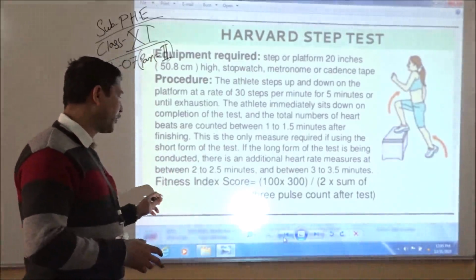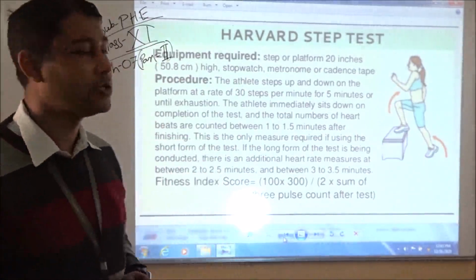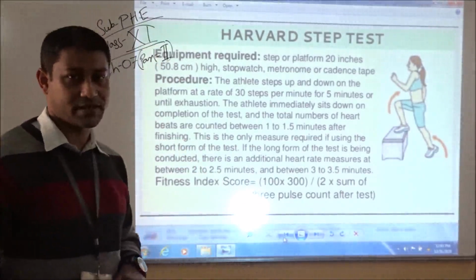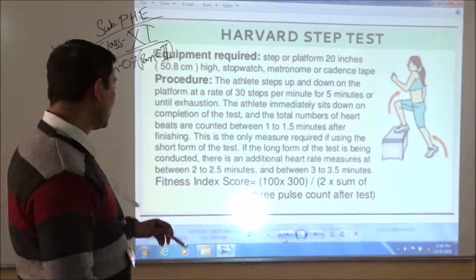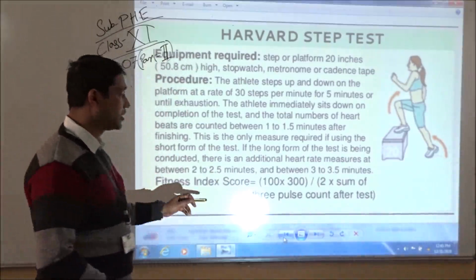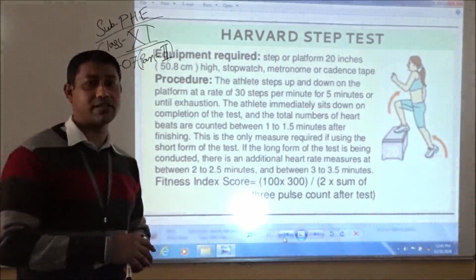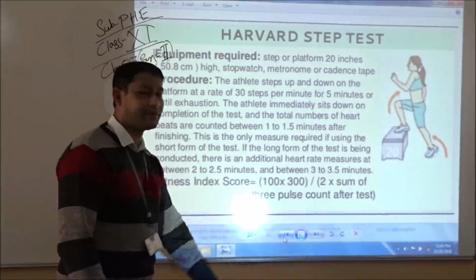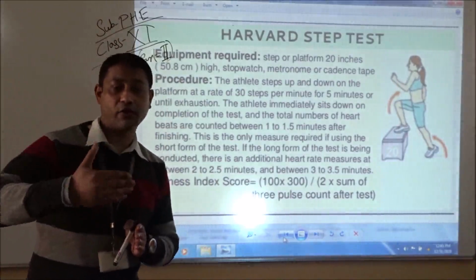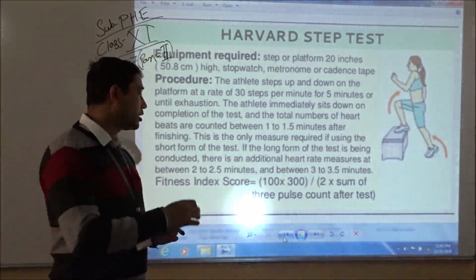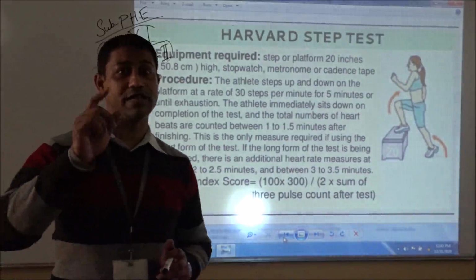So basically the fitness index score is calculated with the help of the Harvard step test. There are 2 formulas, a short formula and a long formula. Here on the screen you can see the long formula, that is 100 into test duration. Here I have taken an example that the individual has gone for 5 minutes. So 100 into test duration in seconds. So 5 into 60 becomes 300.